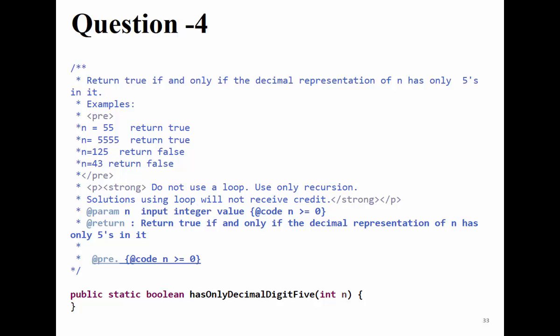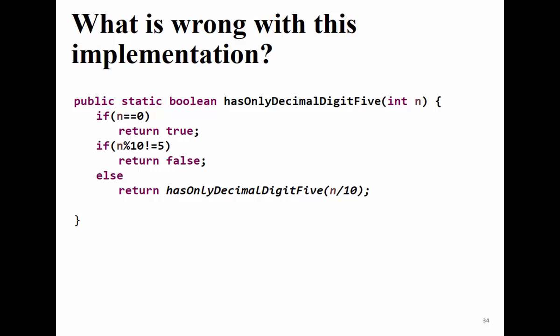It's the same version of the previous one, but in this case, you have to check all the digits. You should not stop once you see a digit of 5. You have to keep checking that you always see 5 in the decimal representation. So if you have 55, you return true, but if you have 125, you should return false, because the representation contains digits that are not equal to 5.